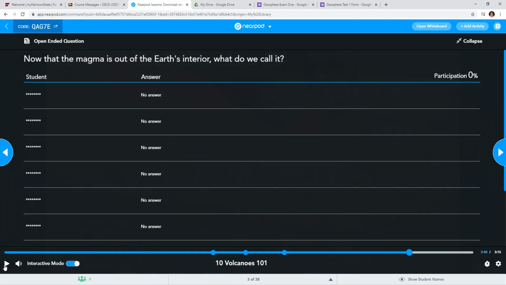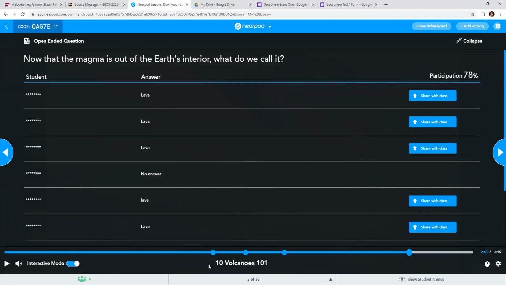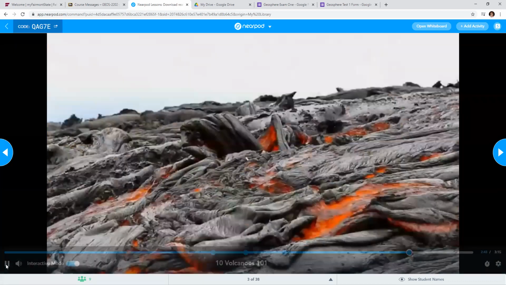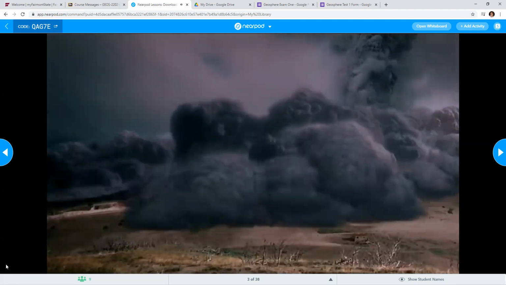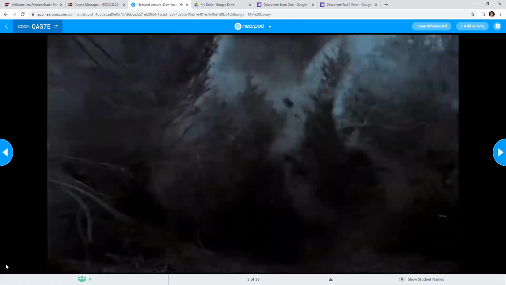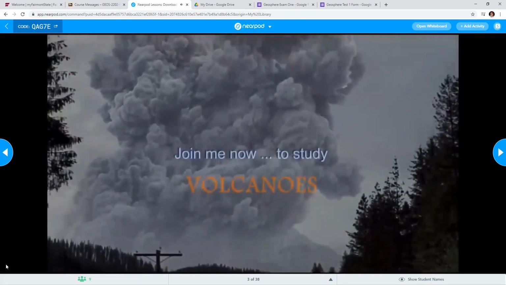All right, now that the magma is out of the Earth's interior, what do we call it? Like what you were just seeing running all over the surface of the Earth, what would you call that? Exactly. So when we discuss magma, we're talking about inside the Earth. And when we discuss lava, it's once it comes out of the volcano. That's the only difference. And with lava, the gases have escaped. This is the pyroclastic flow.